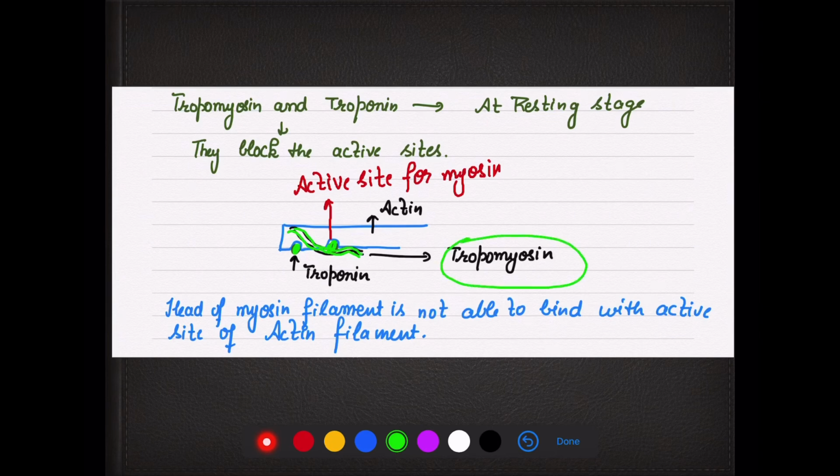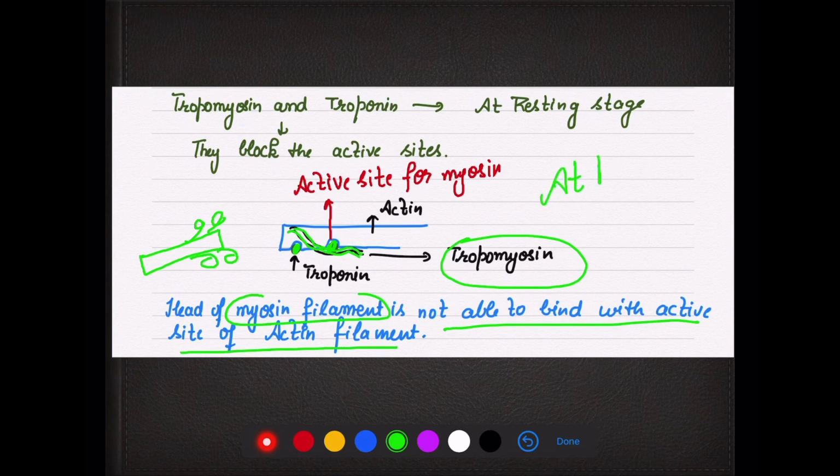The head of the myosin filament that we drew, here was the head. This head is now not able to bind with the active site of the actin filament. Now you are getting my point. This is what we are talking about at the resting stage, when your muscles are not doing anything. At that time the active sites of actin are blocked by troponin and tropomyosin.